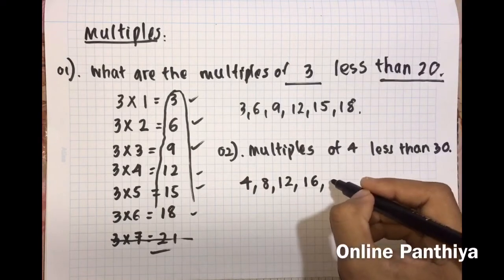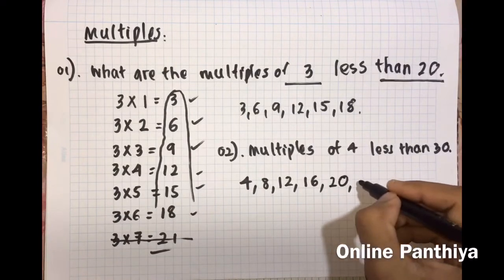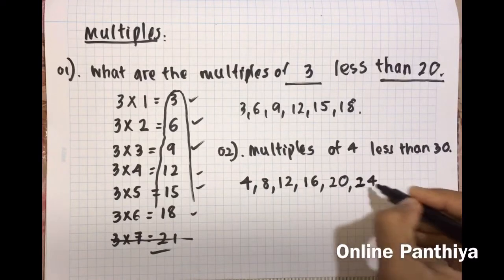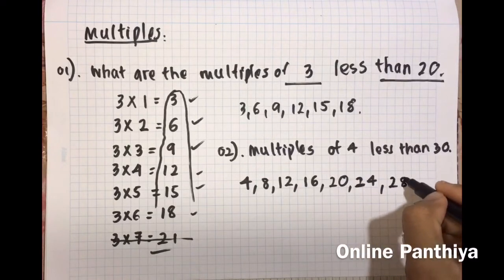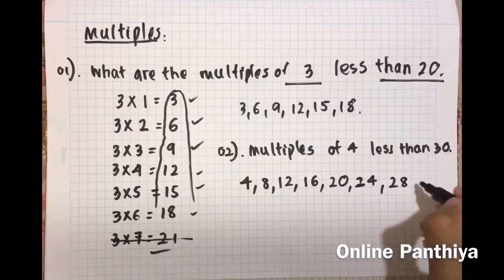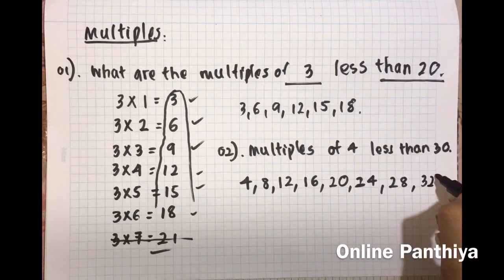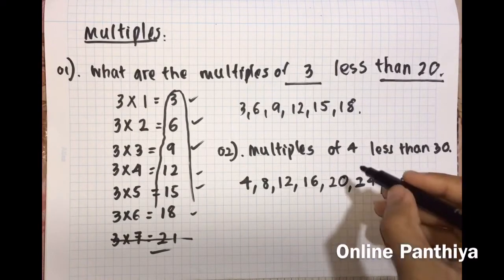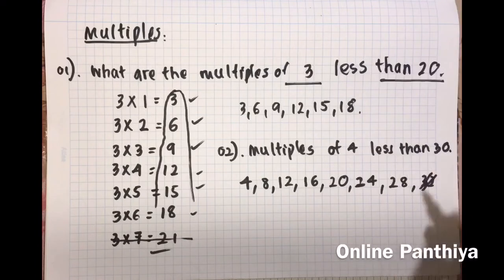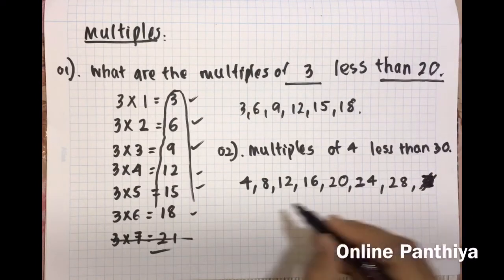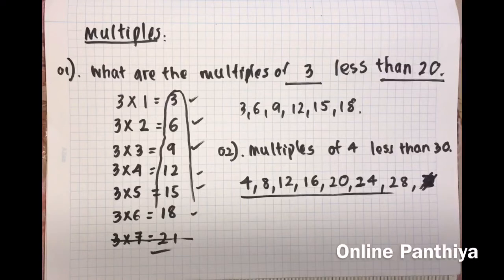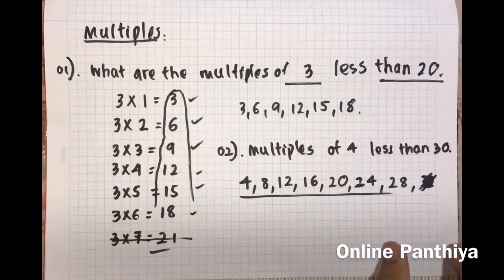4 into 5, 20. And then 4 into 6, 24. 4 into 7 is how much? 28. So 4 into 8 is how much? 32. Then can you write 32 here? Can't. Why? You should write all the multiples less than 30. Therefore, you cannot write 32. So these are the answers you get. Was that clear? Yes. It is very easy, right? Okay. Let us check.